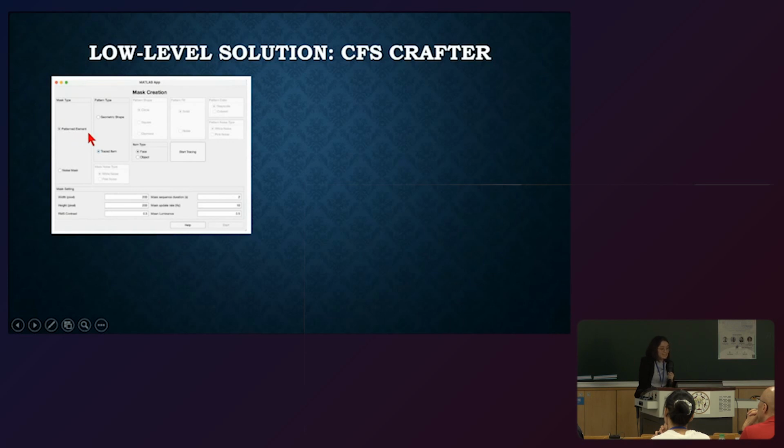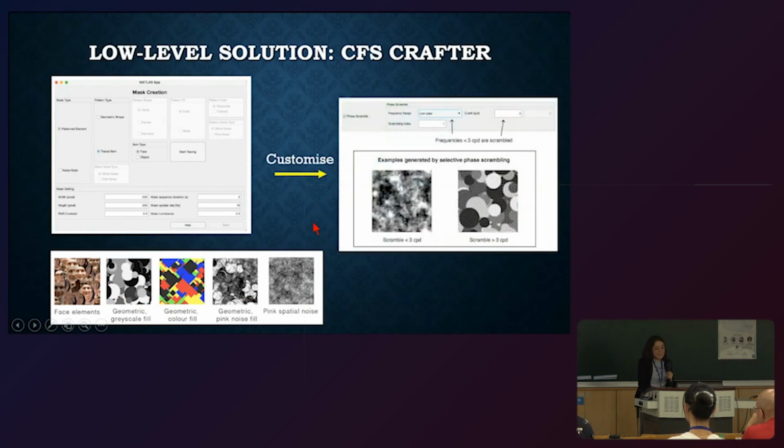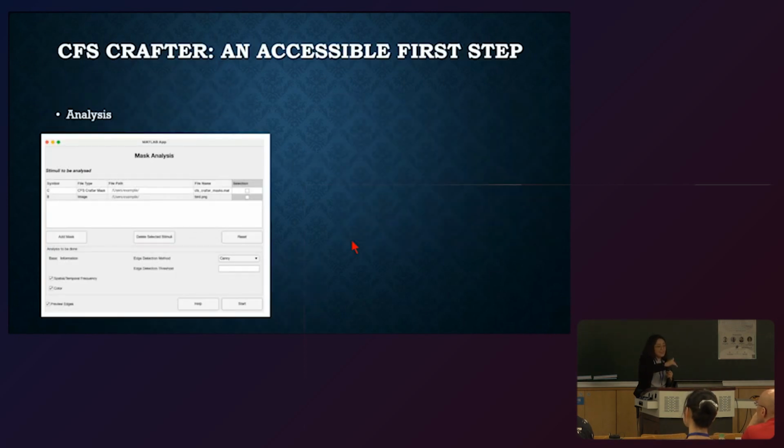You can have pattern elements, which could be a circle, square, or diamond. You can have a solid fill, or you could have a noise fill, depending on what you want to do. If you want, you can have an object as an element of the mask. So these are the five different things you can get just from the creation module itself. And then if you use customize, you can further control the properties that a reviewer or someone might be complaining about.